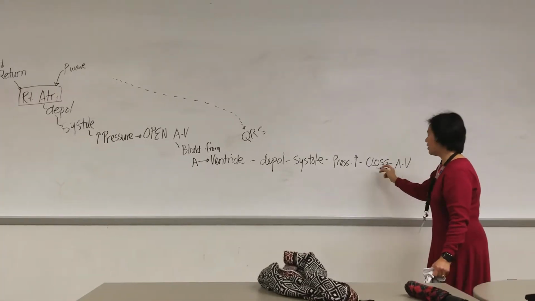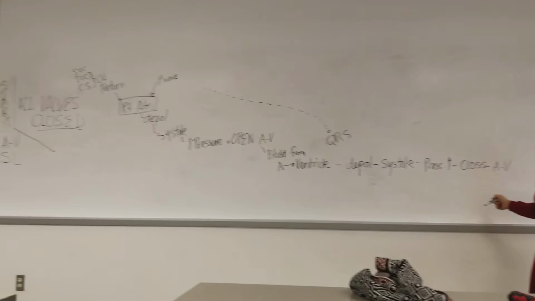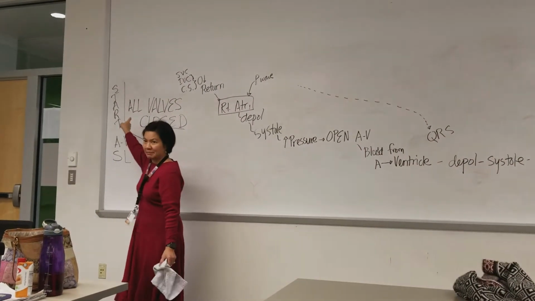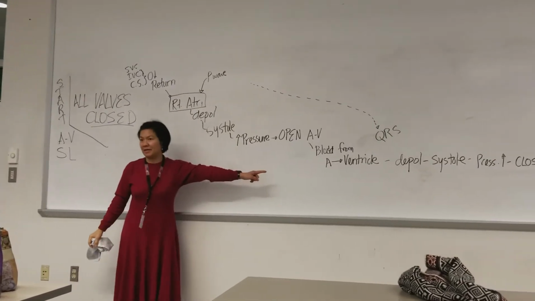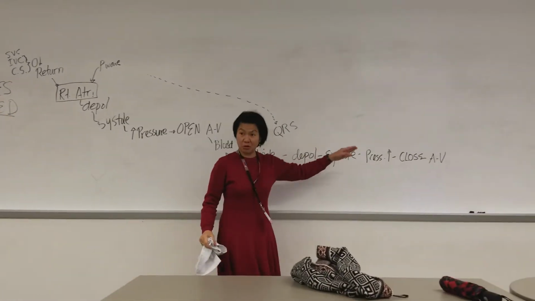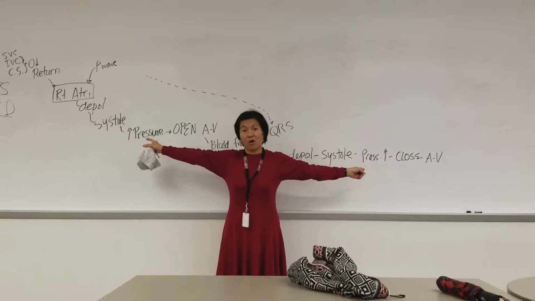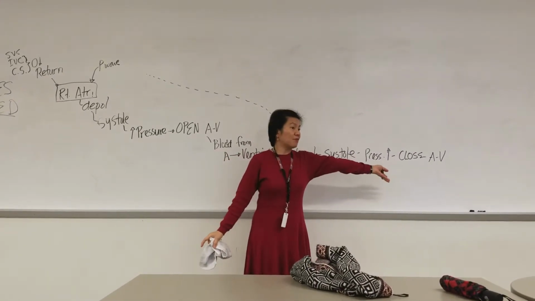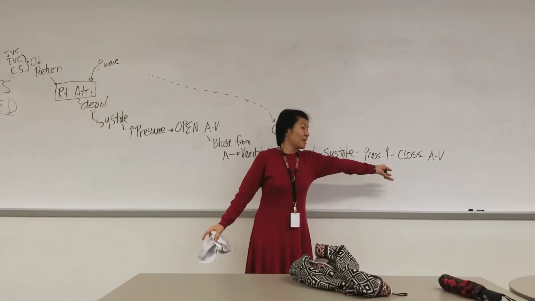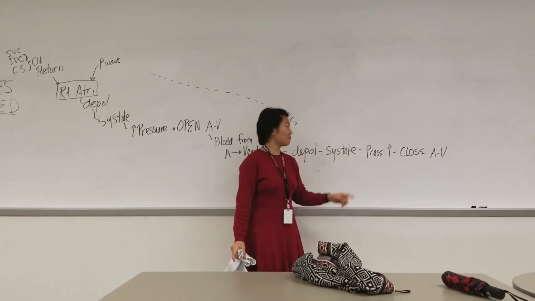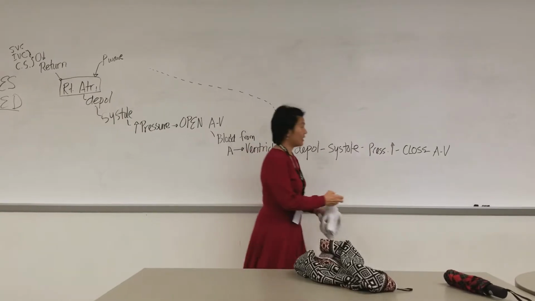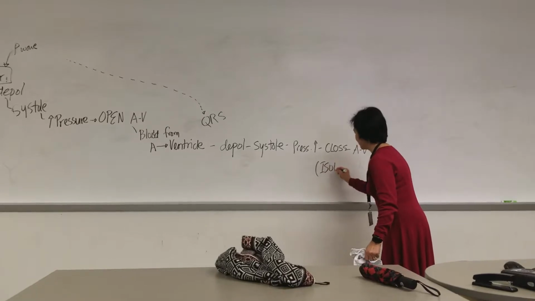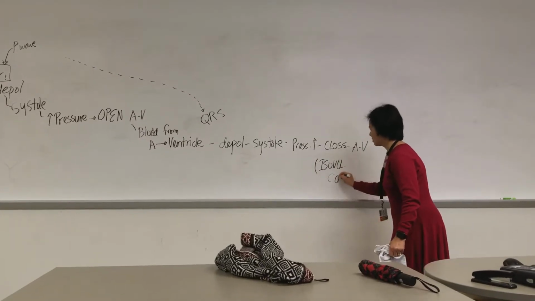So look at, we're back to all valves closed, right? Because we just opened one AV valve. All of them were closed in the beginning. Here we open one AV. And then there's a point where you close the AV. That means all the valves are closed again, right here, right? And that's what you call isovolumetric, what? Contraction. Very good, because we contracted. Okay? So this is called isovolumetric contraction.